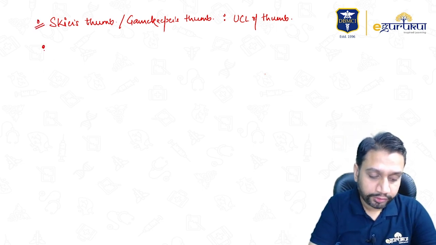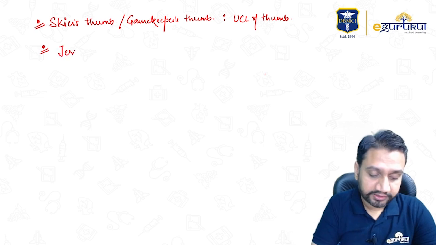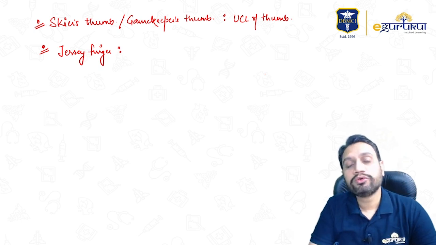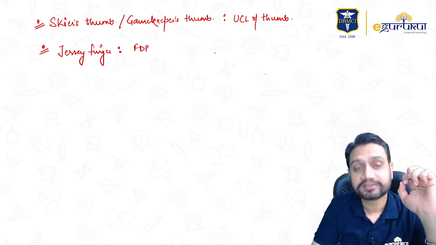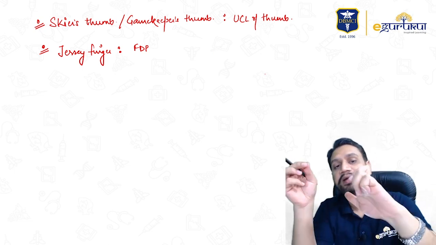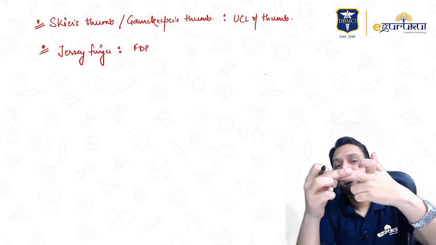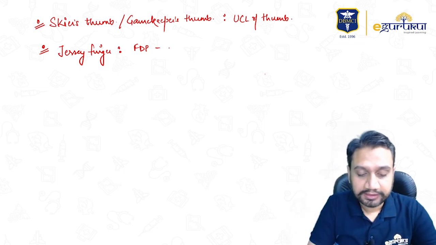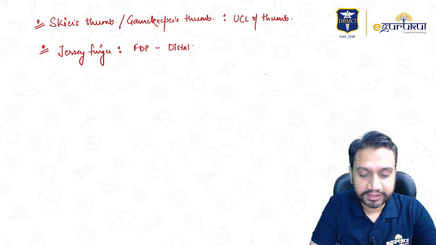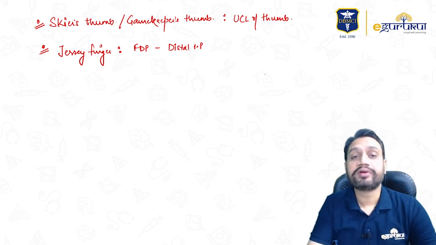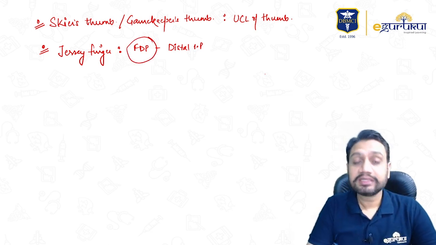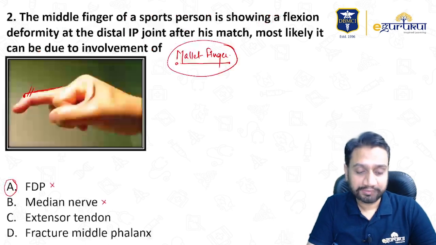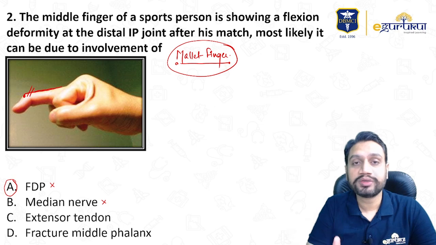Then other condition I want you to recall here from the hand area is the jersey finger. What exactly is that jersey finger? When you ask the patient to flex all the fingers, one of the fingers in which there is an injury to flexor digitorum profundus will remain extended, something like this, and rest of the fingers will show you flexion. So this extension here at the last joint, that is at the distal interphalangeal joint, which is being flexed by the flexor digitorum profundus, when this remains extended, it means that there is an injury to the FDP. So jersey finger, Skyer's thumb or the gamekeeper's thumb, and the mallet finger that we just saw. 3 important conditions you must remember.